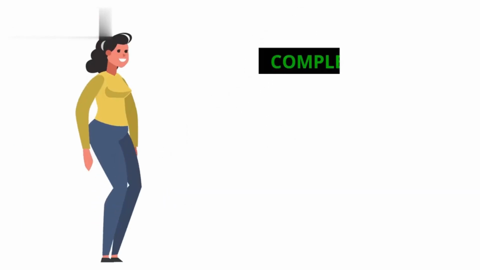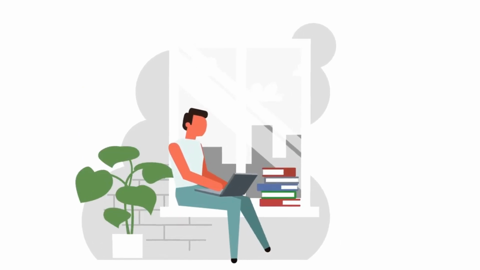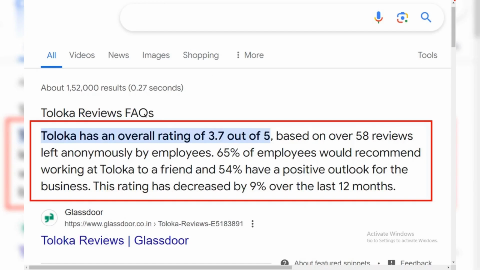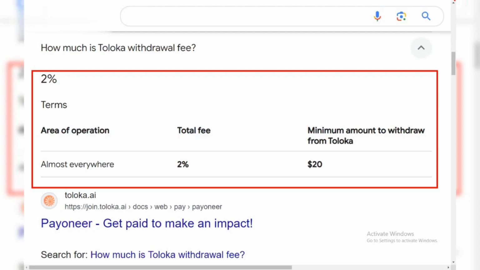Step 5. Complete and earn. Choose a task that interests you and follow the instructions carefully. Once you submit your work, Toloka will review it. If approved, you'll earn the promised amount, which you can then withdraw.